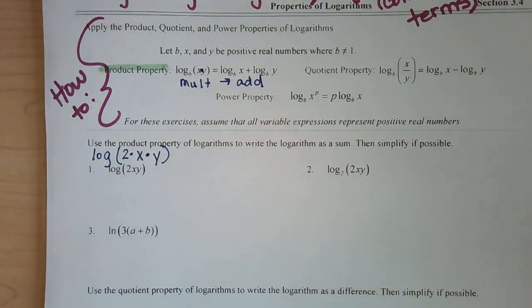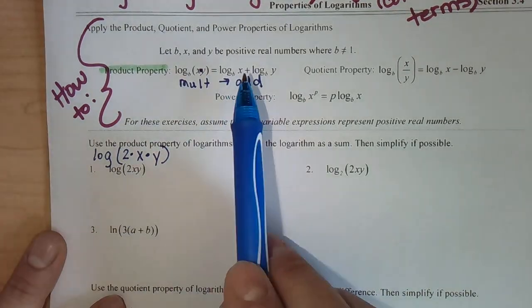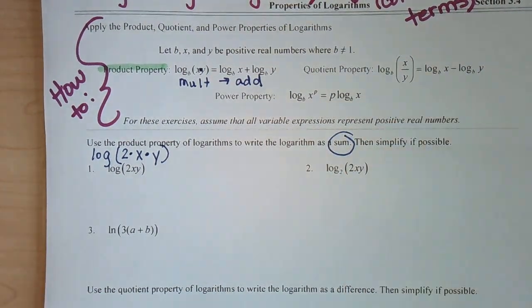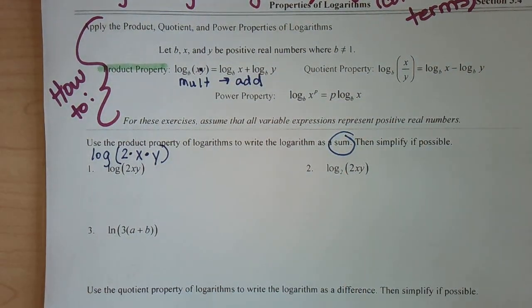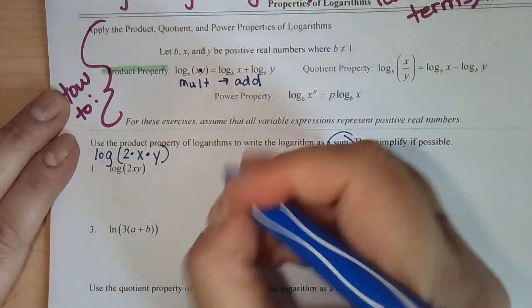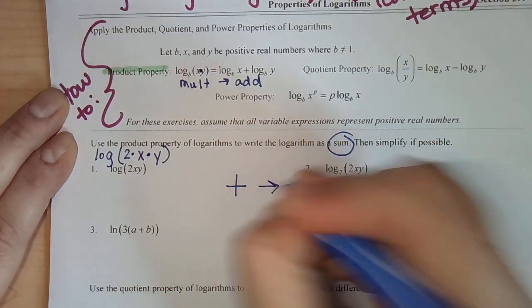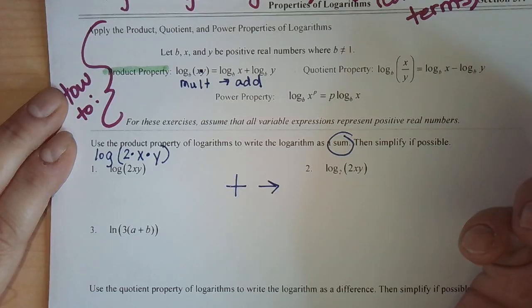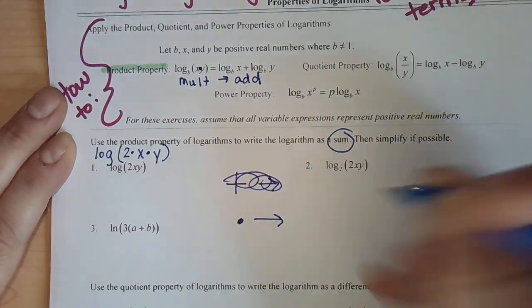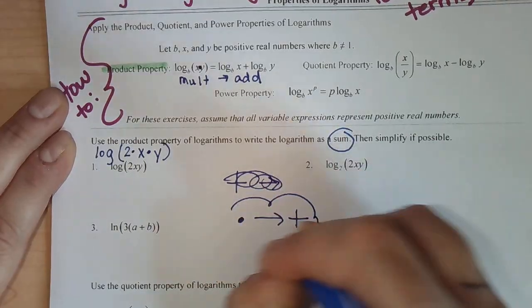So sometimes in the future, we're going to need to write things as a bunch of little chunks being added together, or the sum. So that's why we're practicing. Then it says, then simplify if possible. Okay, so if we have multiply, it goes to plus.